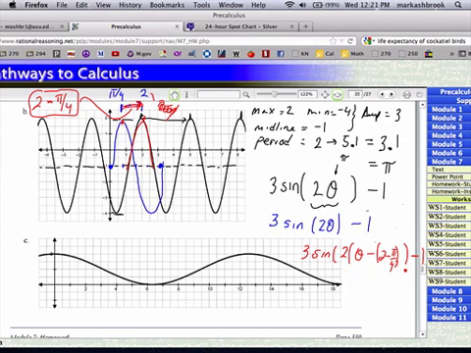You've got to have it this way. The 2 for changing the period has to be outside of the phase shift, so I'll write it again. Just inside, you want 2 times theta minus this number. Okay? That's how we can make sense of it. It's shifted over this far in theta, and then the period is half as much, or it's cycling twice as fast as the normal sine.